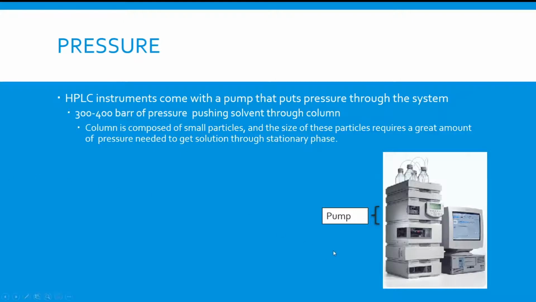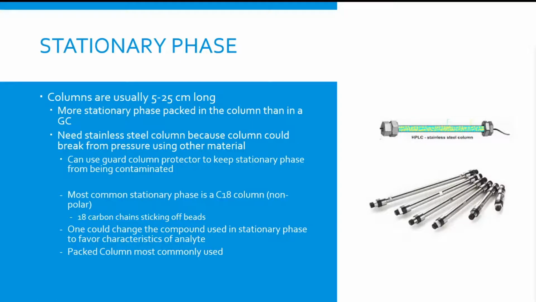And as you can see on the bottom right, there's a picture of the HPLC again. That little section right there, that's devoted to the pump itself, and you can change the amount of pressure output from the pump at any point by using the interface that it has. So that is the pump and how pressure works within the HPLC. All right, so now I'm going to be discussing the stationary phase with you guys.